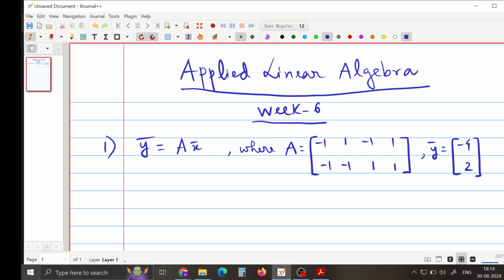You have y bar equals A x bar. For it to make sense dimensionally, you know A is 2 cross 4, right? This is a 2 cross 4 matrix. Someone wants to say anything? Will it be 4 into 1? Yeah, exactly, 4 cross 1. Because on the left side, we have y bar, which is a 2 cross 1 vector. A is 2 cross 4. So what is the dimension of x? It's clearly 4 cross 1, right?